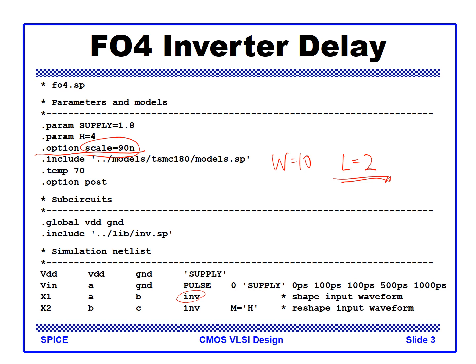That means when you define the length of the transistor equal to 2, that means 2 times 90 nanometer, so 180 nanometer channel length. And W is also scaled, in that case 10 times 90 nanometer, so 900 nanometer width will be there. So there's the scale factor there.